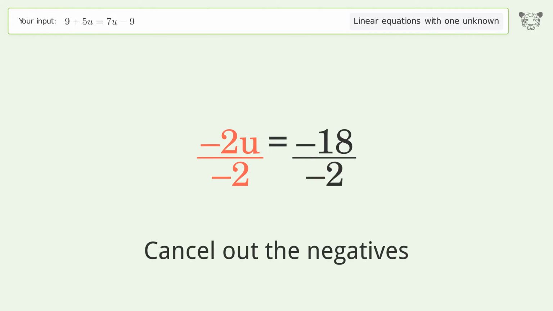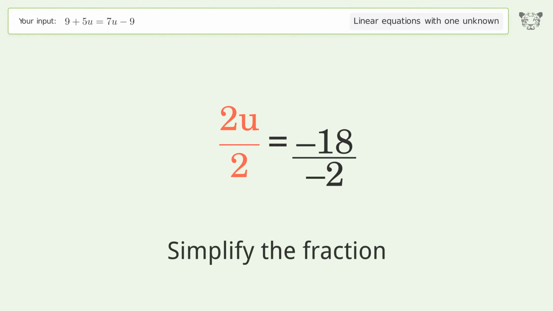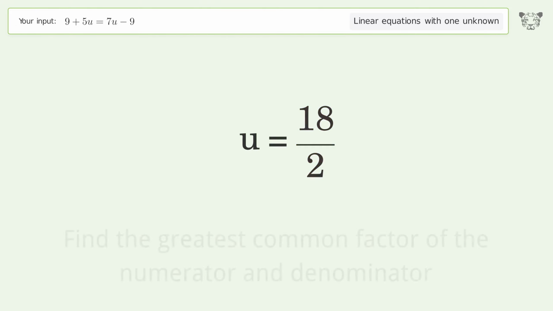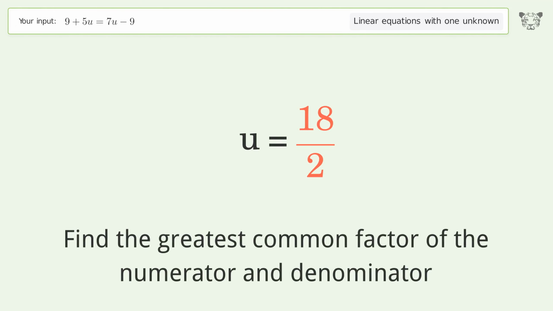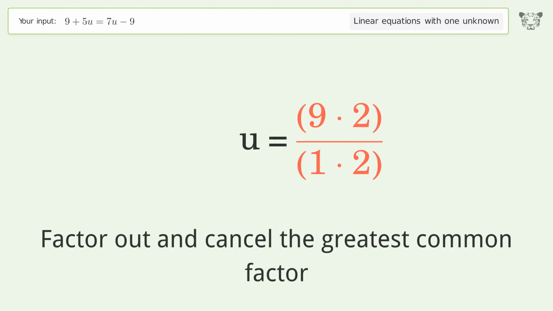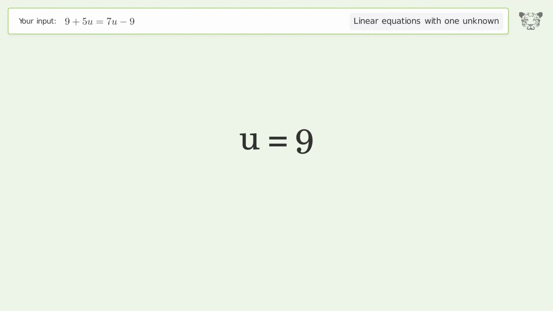Cancel out the negatives. Simplify the fraction. Cancel out the negatives. Find the greatest common factor of the numerator and denominator. Factor out and cancel the greatest common factor. And so the final result is u equals 9.